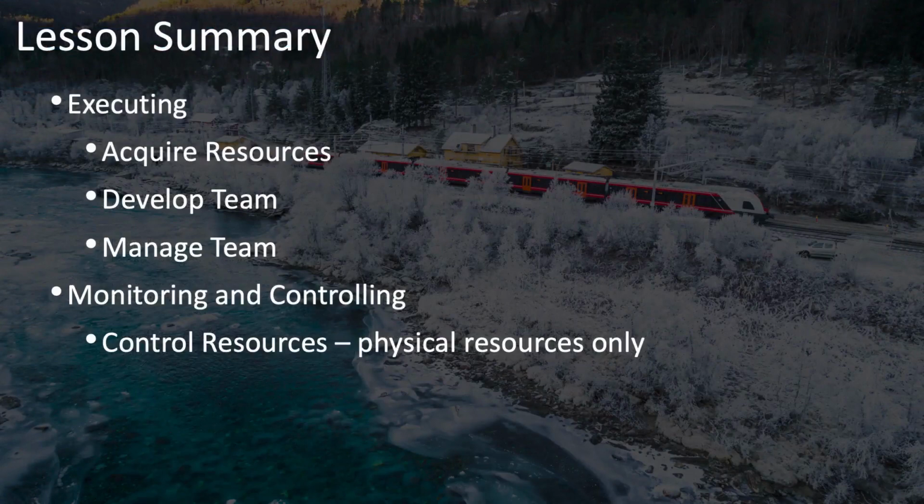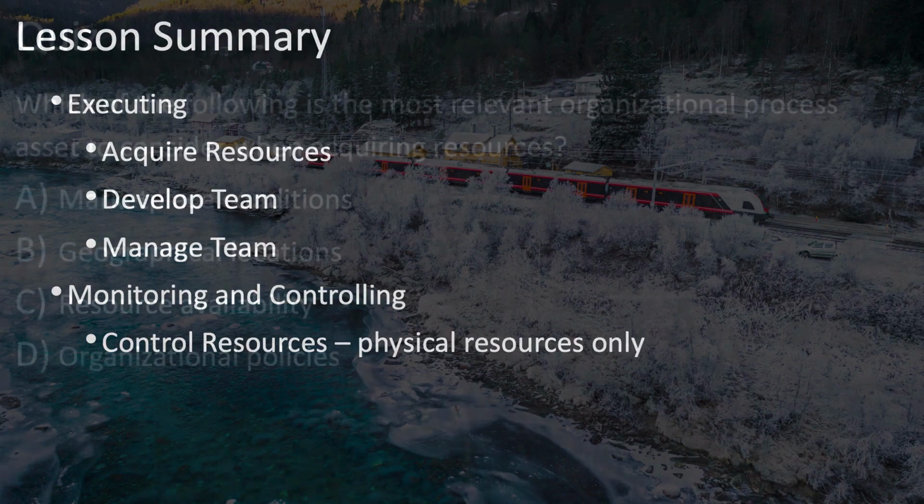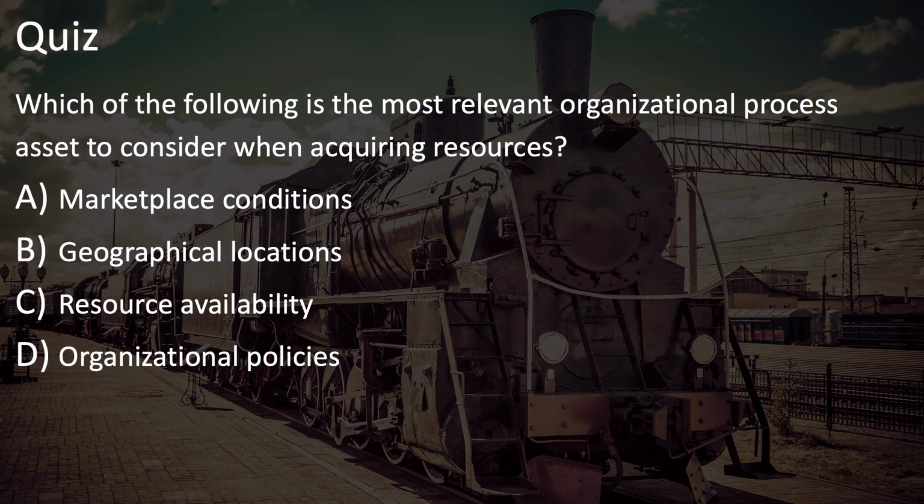This lesson has covered the 4 resource management processes across 2 process management groups. Executing includes acquire resources, develop team, and manage team, while monitoring and controlling includes control resources, which remember is only about physical resources. And now it's time for a little quiz that covers all of the parts or processes of this lesson. We start with this question.